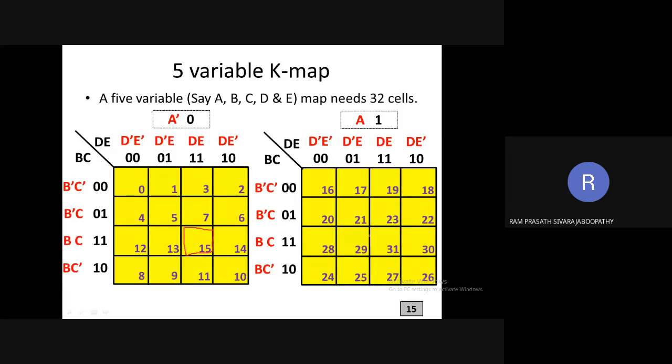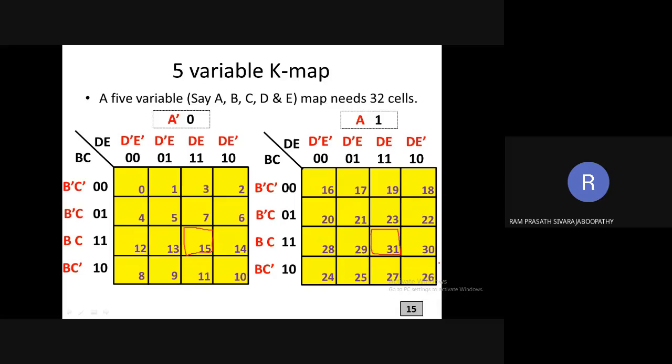Okay, this position, and straight opposite to it, I mean if you place this K-map table over this one, which cell is there? Cell number 31. 15 and 31 are adjacent to each other. You should not forget this. Whichever position the cell is in this K-map table, the one in the same position in the other K-map table, it is adjacent.